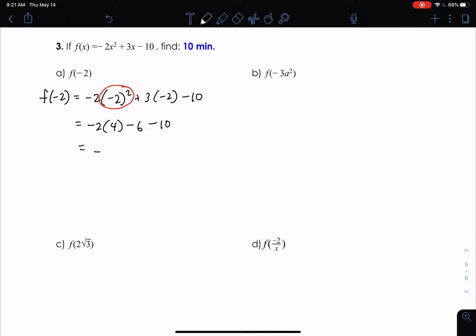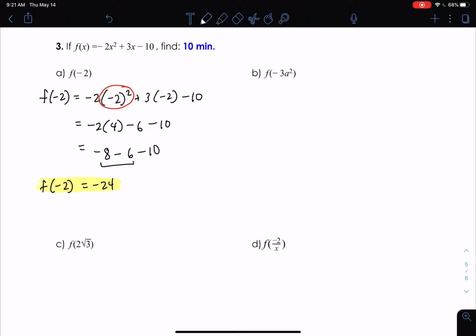And this gives me -8 minus 6 minus 10. That gives me -14 minus 10 is -24. Don't forget your left-hand side, and we're done. All right, moving on to B.